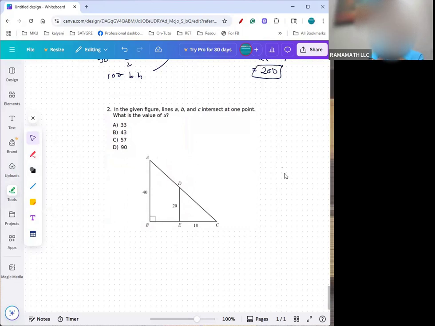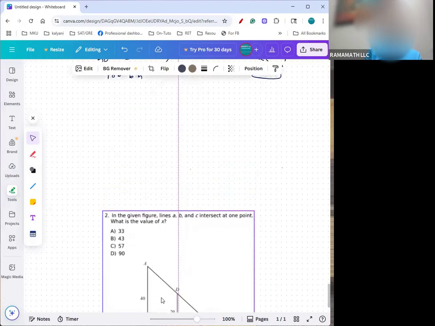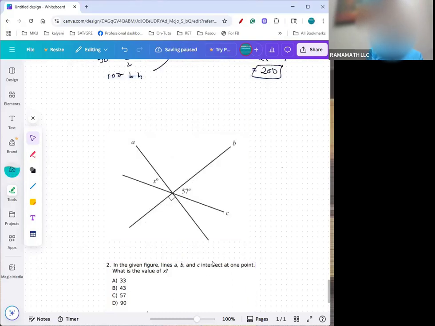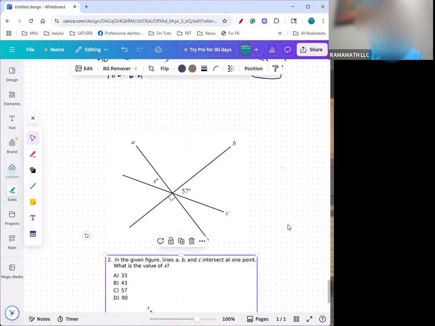In the given figure, lines A, B, and C intersect at a point. What's the value of the x? Wait, where is the x? Oh, wait, that's not the right question. Hold on. Give me 1 second. I think I put the wrong one there. There. Okay, so this is the given figure. Okay, this question goes to that.